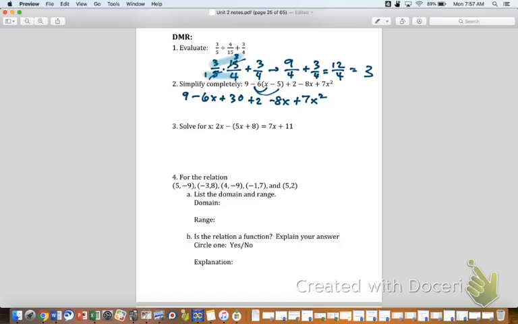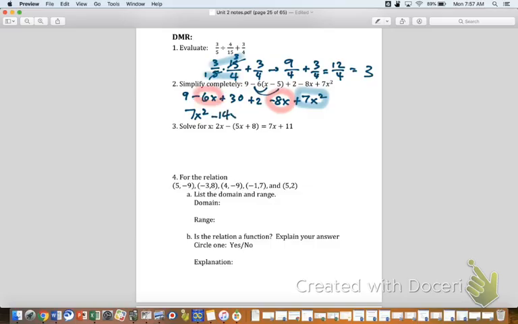As a final step here, I've just got to collect my like terms. And I'm going to go in order of exponent here. What is like the 7x squared? Nothing. No like terms, so I'm just going to copy that down into my final value here, 7x squared. What is like negative 8x? -6x. When you add those up, what do you get?